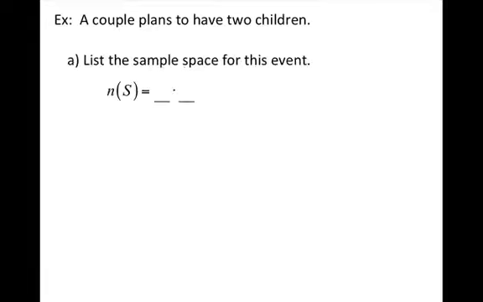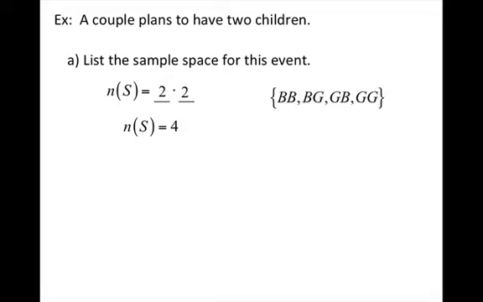For our next example, a couple plans to have 2 children. Let's find the number of elements in the sample space first. For each child, I have 2 options, a boy or a girl. So 2 times 2 gives us 4 total elements in our sample space. And we've listed this before. If you want to list it again, you can. You don't always have to list the sample space, but you do need to know the number of elements in the sample space.